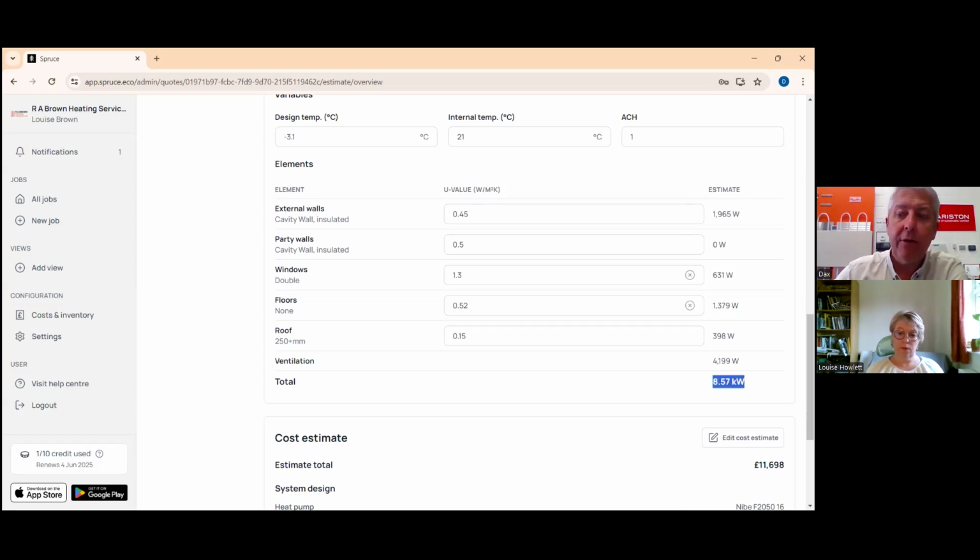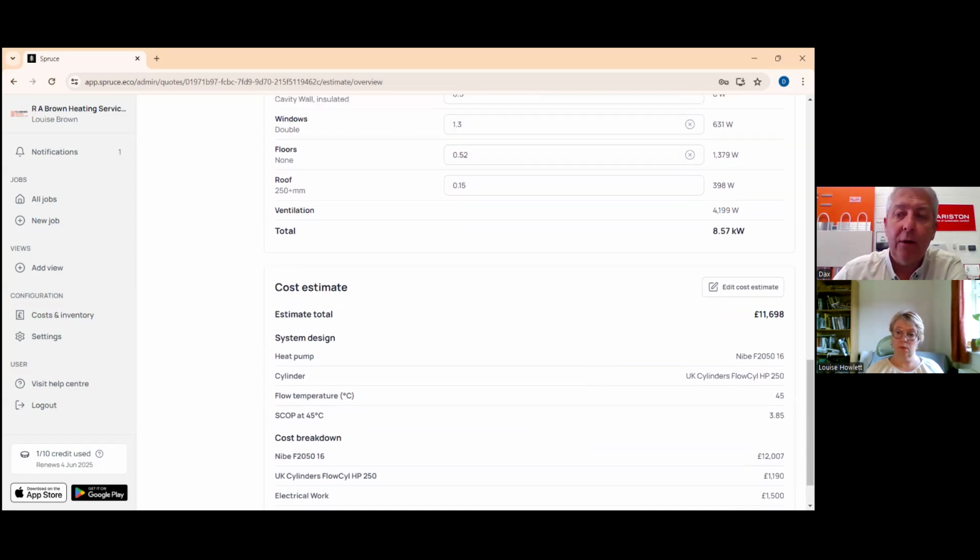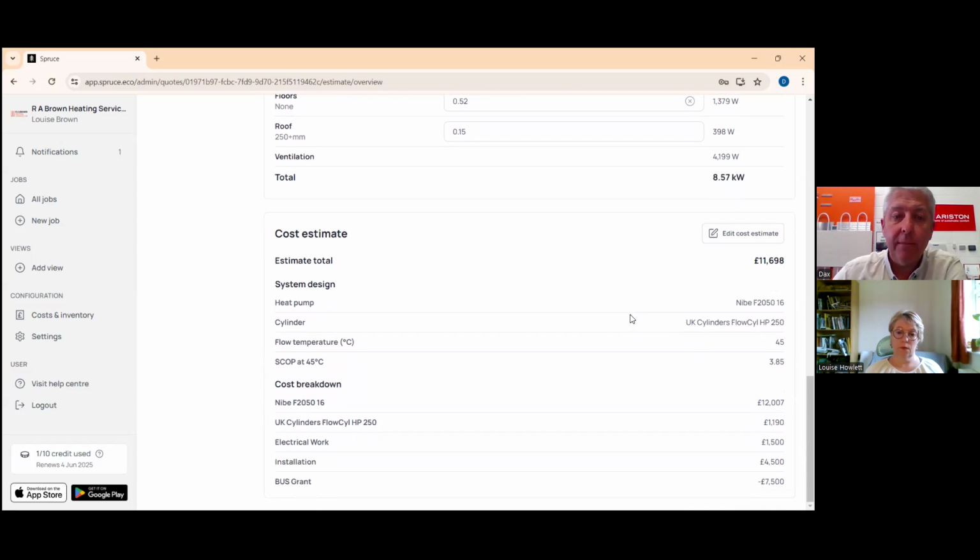So rather than the 12.2 kilowatts or whatever it was at the start, it's now down to 8.5 kilowatts roughly. So then it's proposing a heat pump, and we can then basically build a system that will satisfy the heat loss generated by the heat loss program. And we can provide a guide estimate. And at the moment, it's already sort of done most of it for us.